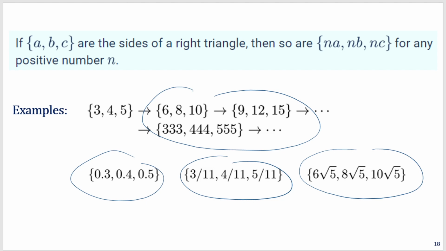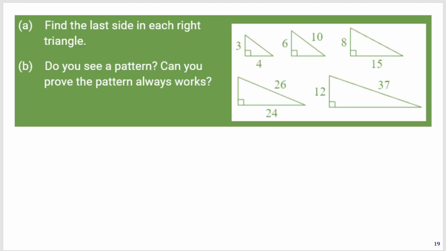Alright, then let's see another important property of the Pythagorean triples. I'll use this example to illustrate this concept. So can you find the last side in each right triangle shown on the right side? And do you see a pattern? Can you prove the pattern always works?